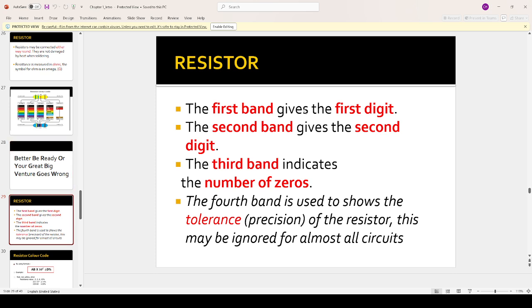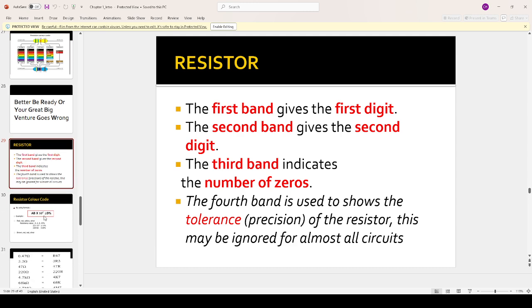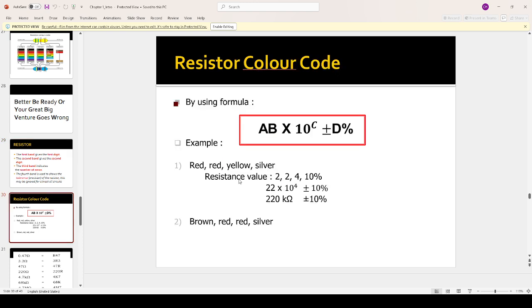Okay, so the first band gives the first digit, the second band gives the second digit, and the third band indicates the number of zeros. In rare cases, the fourth band is used to show the tolerance, which is gold, silver, or other colors. Usually in real life, it is gold or silver. Rarely will you see other colors over there.